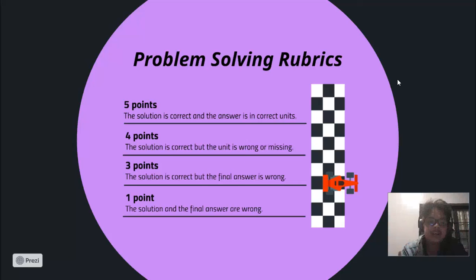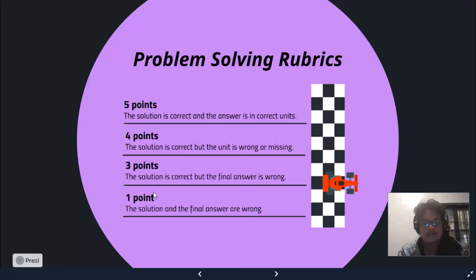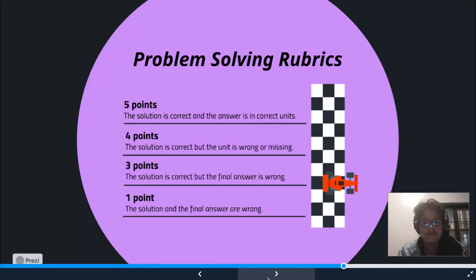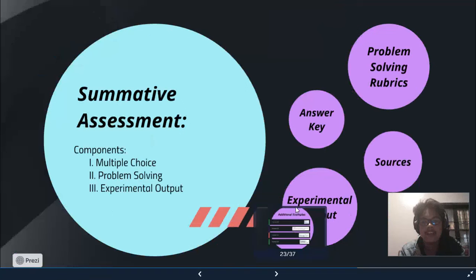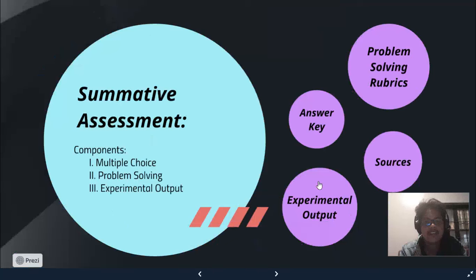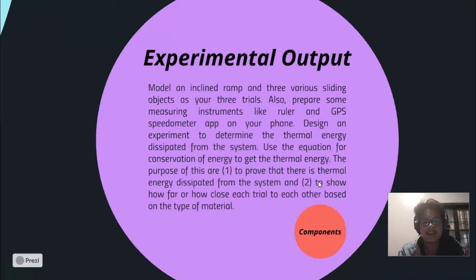Okay, model an inclined ramp. You will model an inclined ramp and 3 various sliding objects as your 3 trials. So we'll have 3 trials but iba't ibang klase ng object that is sliding. Syempre mas better yung mga object na gumugulong or nag-slide mismo, yung makakarating sa baba. Also prepare some measuring instruments like a ruler. You will design it, guys.